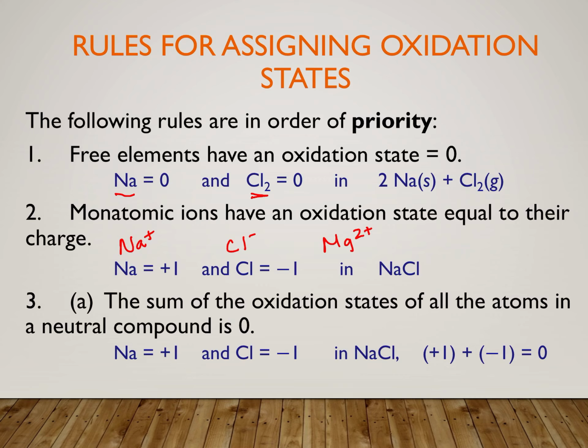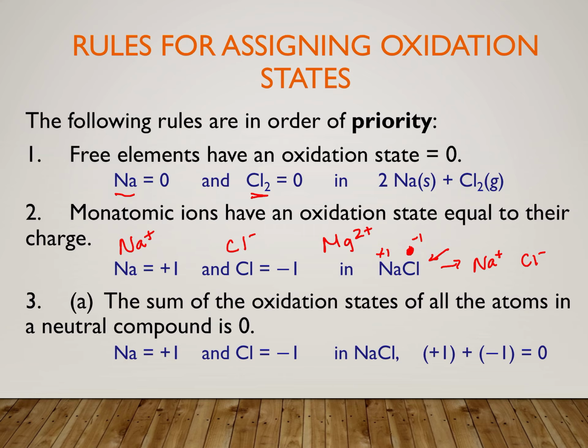If it's just an ion by itself, then its oxidation state is equal to its charge, because the charge is telling us how many electrons it has lost or gained. So if we look at an ionic compound, we know it will split into its charges, Na plus and Cl minus. That means in this ionic compound, Na is +1 and Cl is -1.